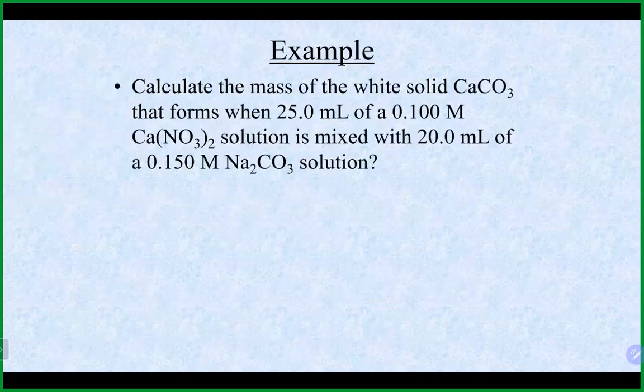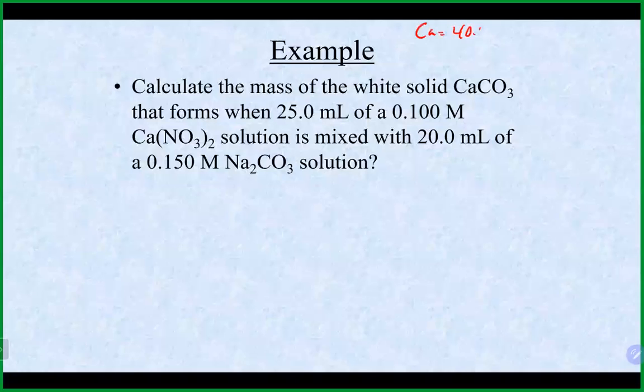Calculate the mass of the white solid calcium carbonate solid that forms when 25 milliliters of 0.1 molar calcium nitrate is mixed with 20 milliliters of 0.15 molar sodium carbonate. And I'll give you some numbers. Calcium 40.08, carbon 12.01, and oxygen still 16. All right, so take a few minutes here, see what you come up with.